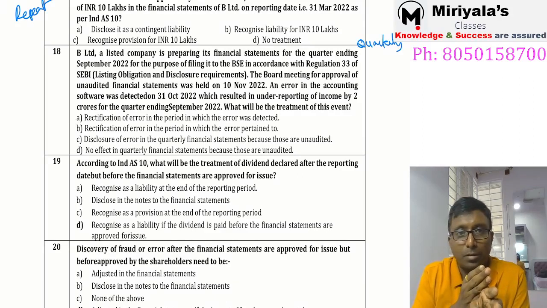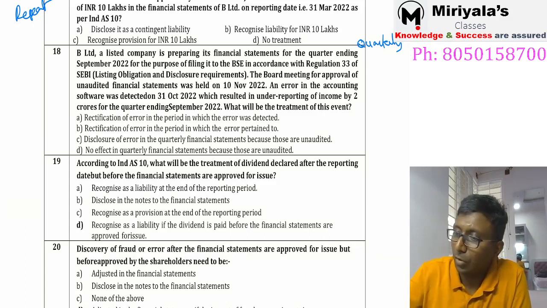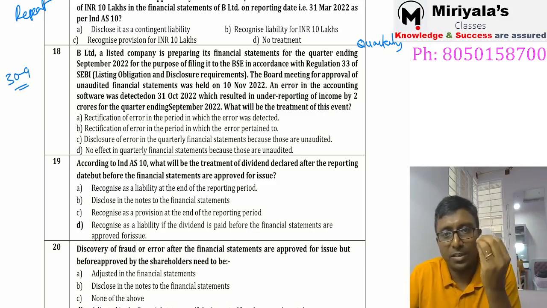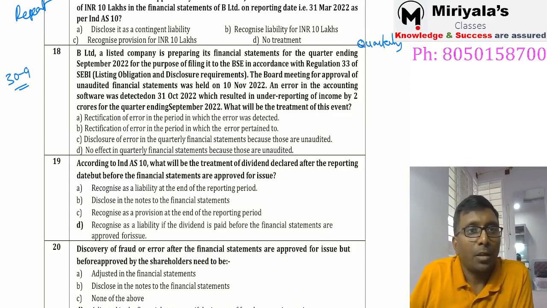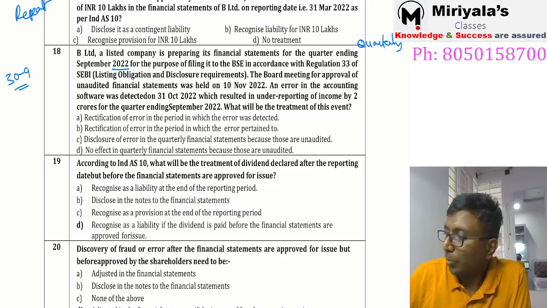See the dates carefully. Quarter ending is 30th September. Okay, yeah, quarter ending 30th September, this is the balance sheet date. See, a rule is a rule, whether it is for the year end financial statements or the quarterly financial statements, you don't need to bother about it. Okay, right. So that is the first point. So quarter ending September 2022, the purpose of the filing, that's fine. The board meeting for the approval was held on 10th November, that is 2022.